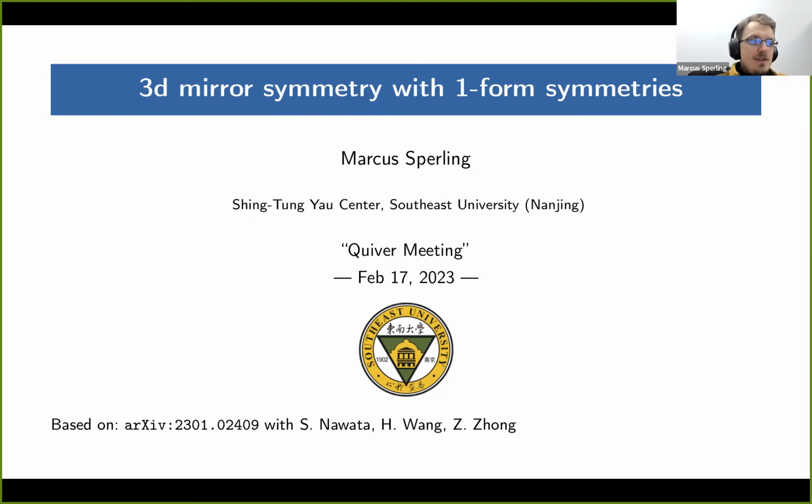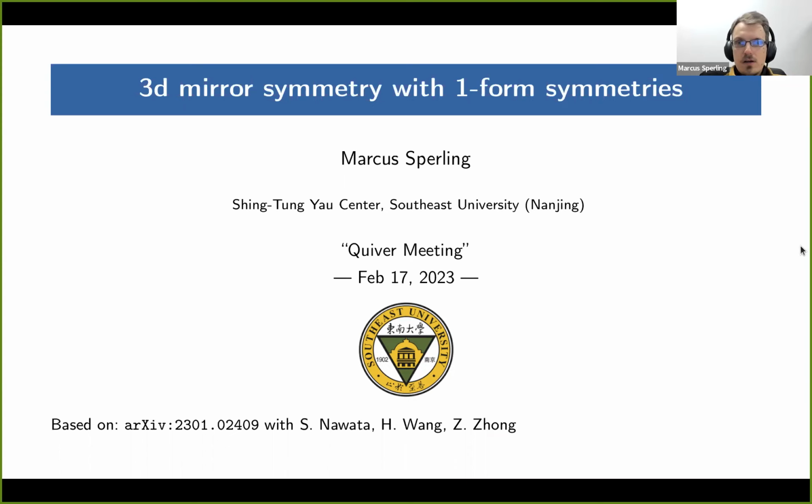I tried to use today's talk to speak about a project that I had recently together with Satoshi Iwata, who's in Fudan in Shanghai, and his previous student, Wang Hao, and Zheng Hao, who is now in Oxford. And the topic, as you can see, is 3D mirror symmetry and one-form symmetries.